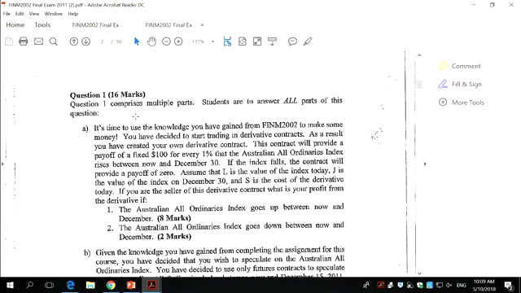Assume that L is the value of the index today, J is the value of the index on December 30, and S is the cost of the derivative today. If you are the seller of this derivative contract, what is your profit from the derivative if the index goes up, and B, if the index goes down? So what is your profit if the index goes down?